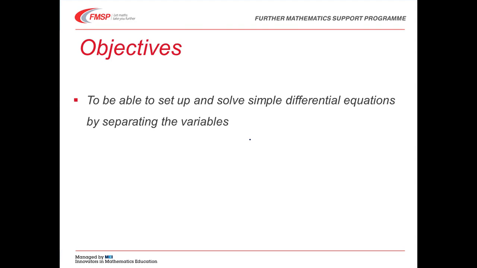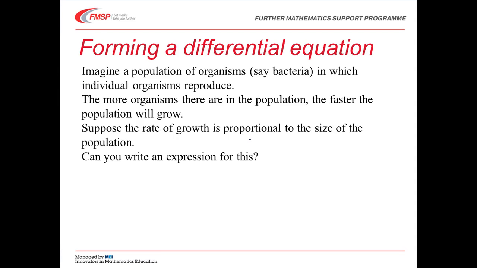This is what we'll be covering in this video. We'll start by looking at forming a differential equation. Imagine a population of organisms, perhaps bacteria. The individual organisms reproduce, and this means that the more organisms there are in the population, the faster the population will grow. Suppose the rate of growth is proportional to the size of the population. Can you write an expression for this? Think about what you did about proportionality at GCSE, and pause the video and see if you can write an expression.